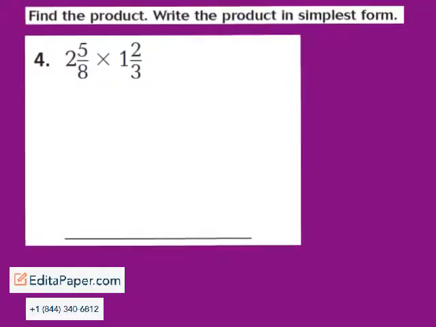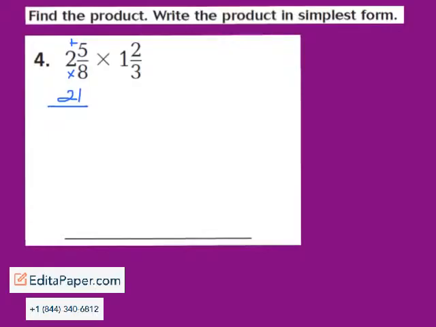So once again, I'm going to multiply my 8, my denominator, times the whole number. So it's going to be 8 times 2, and I know that 8 times 2 is going to give me 16, and then I have to add my numerator, which is a 5. So that becomes 8 times 2, which is 16, plus my 5, and that's going to take me to 21. So my numerator is going to be a 21, and remember, your denominator stays the same.